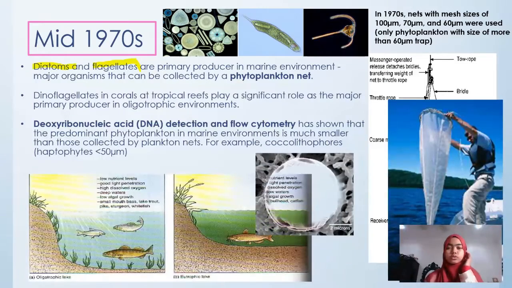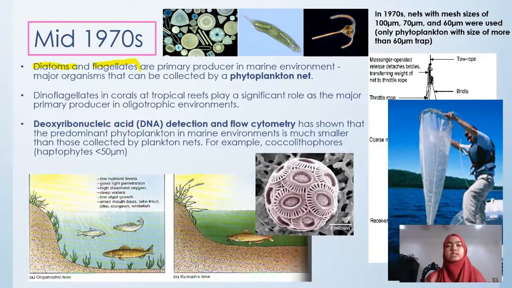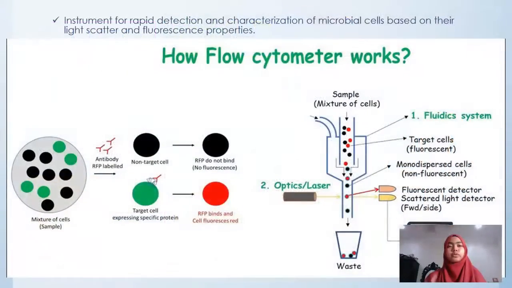This is called a coccolithophore. It is smaller than the diatoms and the flagellates. Flow cytometers are instruments for rapid detection and characterization of microbial cells based on their light scatter and fluorescence properties. Basically, they use an antibody combined with the target cells, and then use a laser to detect the cell fluorescence.